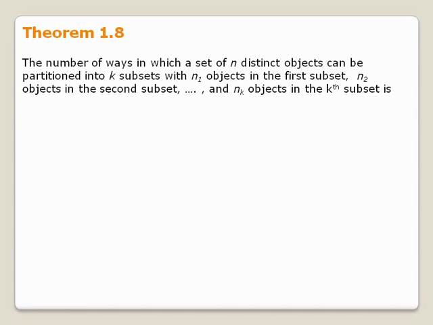Theorem 1.8. The number of ways in which a set of n distinct objects can be partitioned into k subsets, with n1 objects in the first subset, n2 objects in the second subset, and nk objects in the kth subset, is n factorial divided by n1 factorial times n2 factorial times all the way up to nk factorial.